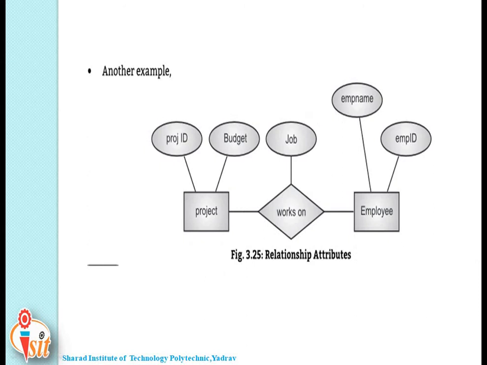Here you can see another example of a relationship attribute. Similarly, the figure shows the relationship type works on which connects entities, that is project and employee. The relationship is works on, and that works on has a job attribute that we cannot appropriately associate with the project and employee entity.